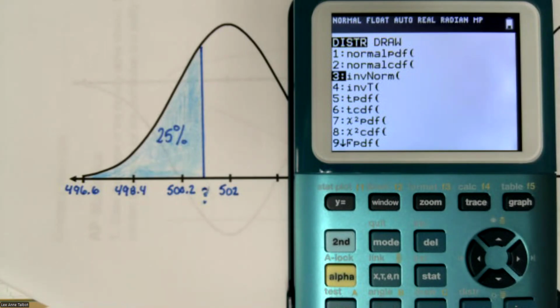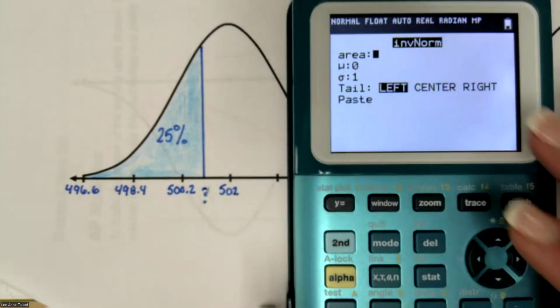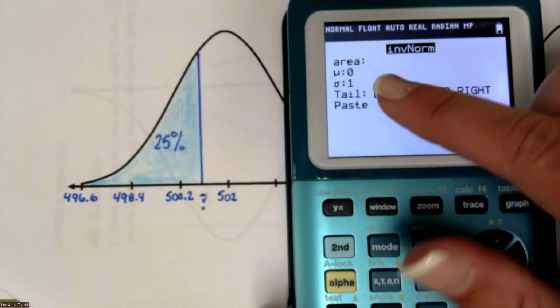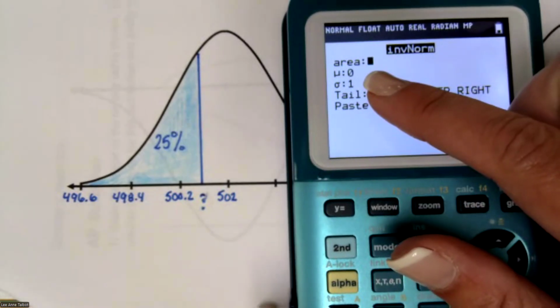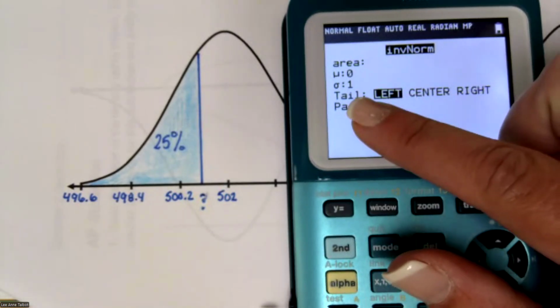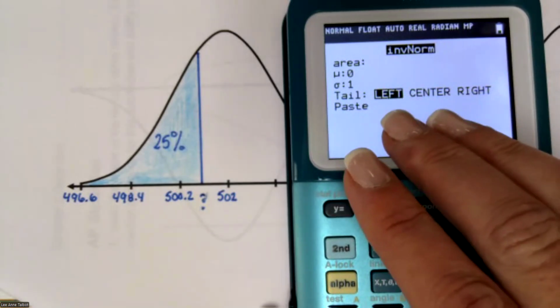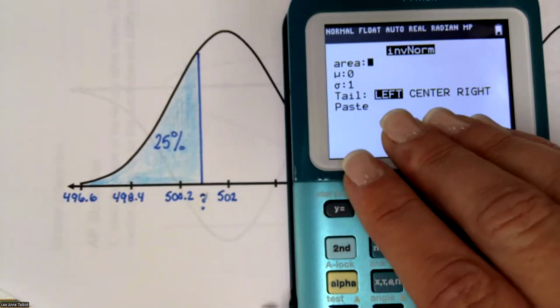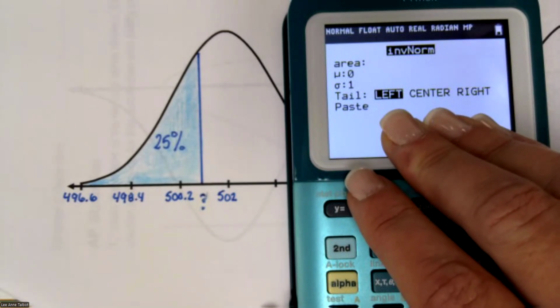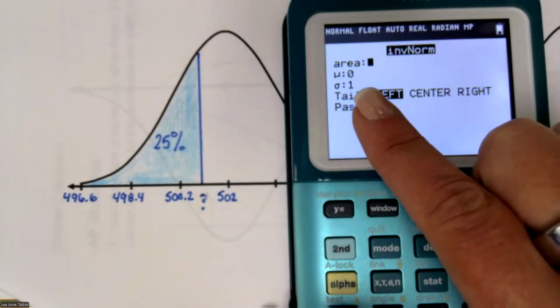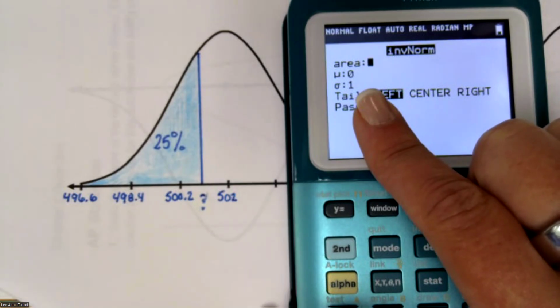Okay, this is where I have to apologize. If you have an older calculator, this is going to be significantly more difficult for you than if you have a new calculator. So we'll see. Okay, go into inverse norm. Mine has a menu that asks for the area, mean, standard deviation. And then in the new calculators, you get to pick the direction of the tail. In the old calculators, they don't give you a choice. It's just left. Left is your only option.